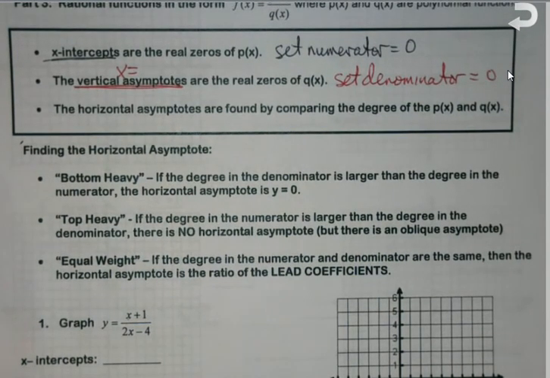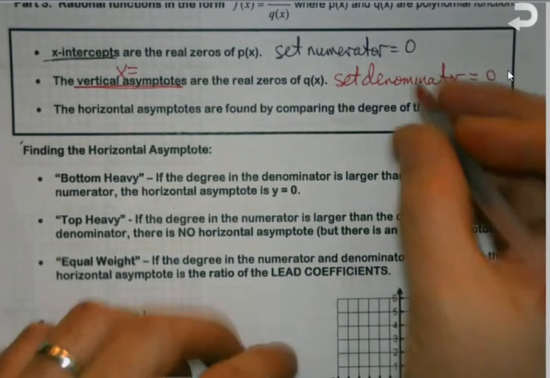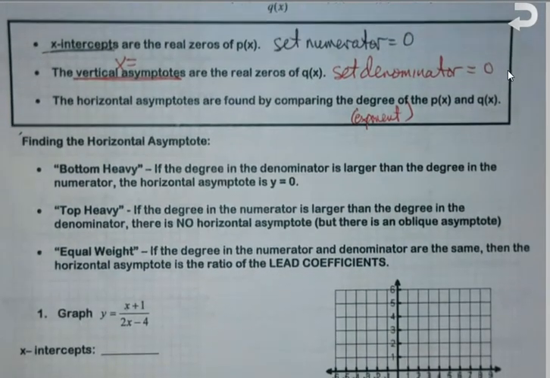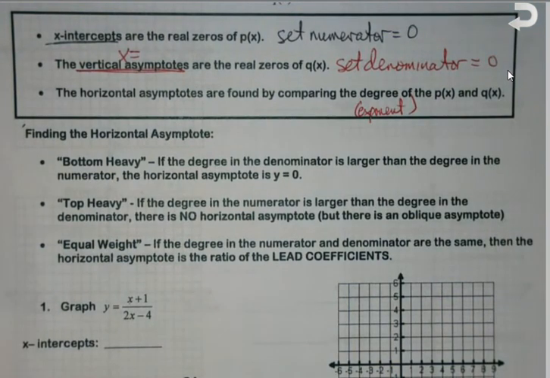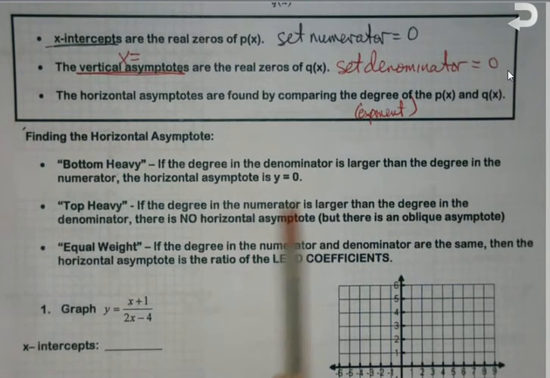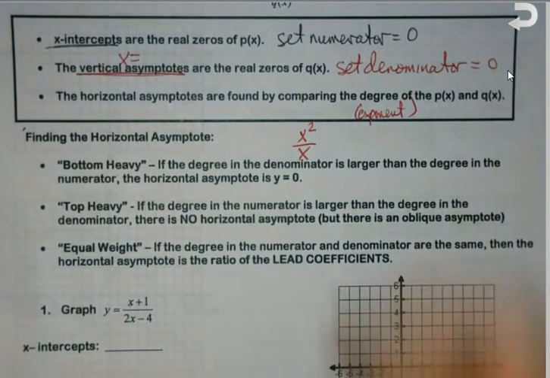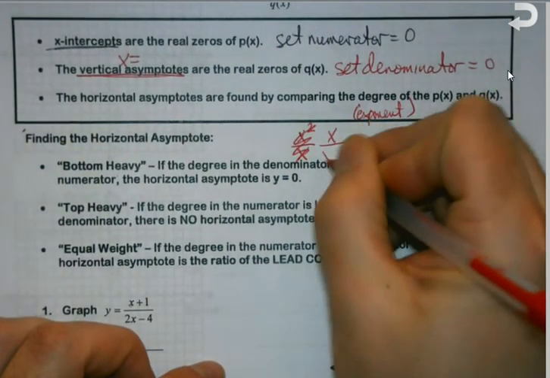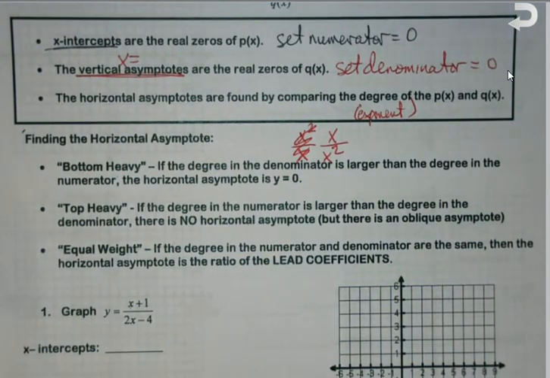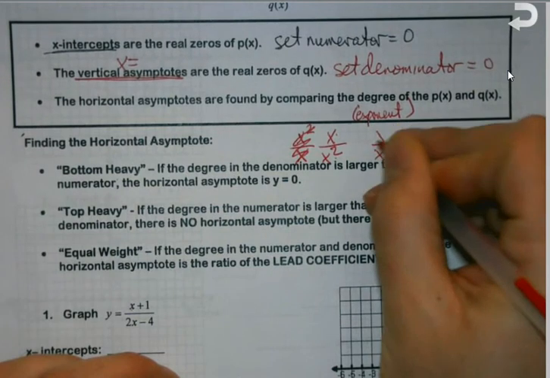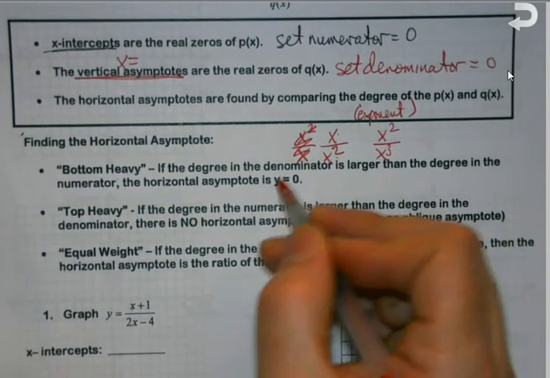And then the horizontal asymptote is found by comparing the degree or the exponent that I have. And of course, there's 3 possibilities. We have nicknames for them all. If something is bottom heavy, it means the degree in the denominator is larger than the degree in the numerator. The degree in the denominator is larger. 2 is bigger than 1. Or if you had x to the third and x squared, 3 is bigger than 2. Then it's just y equals 0.